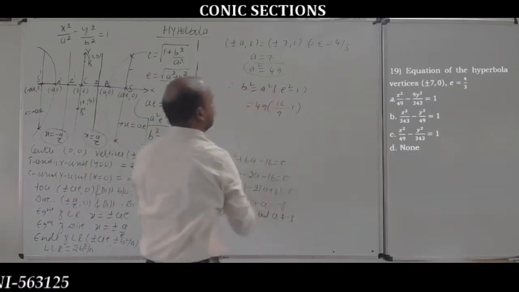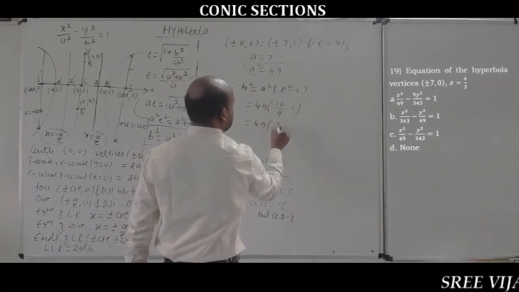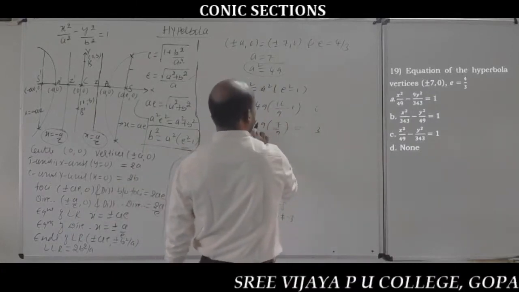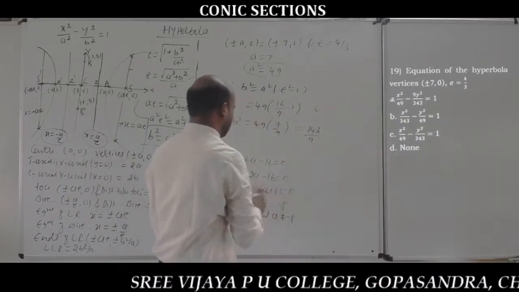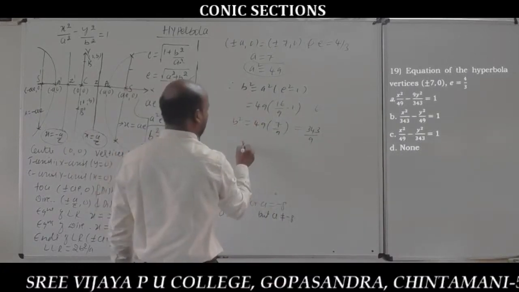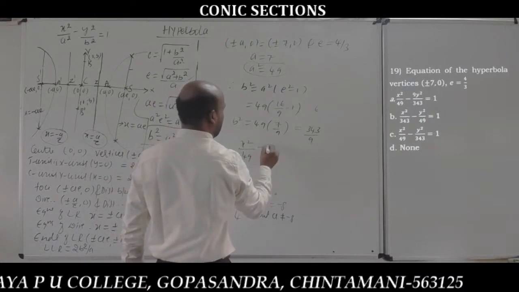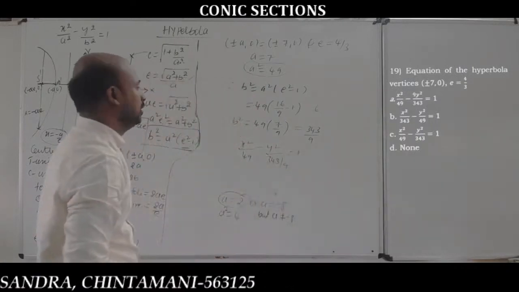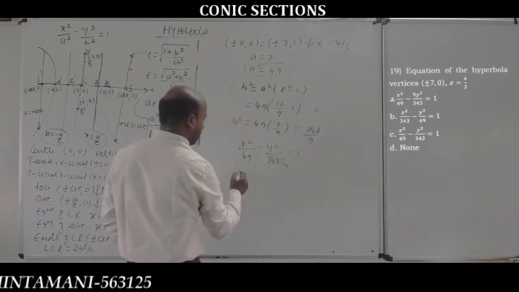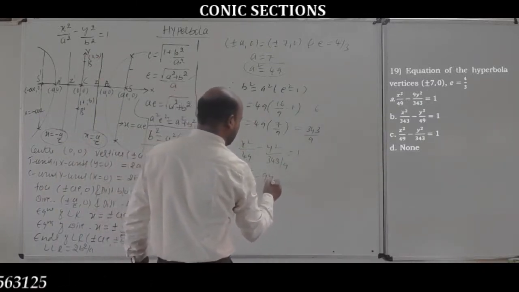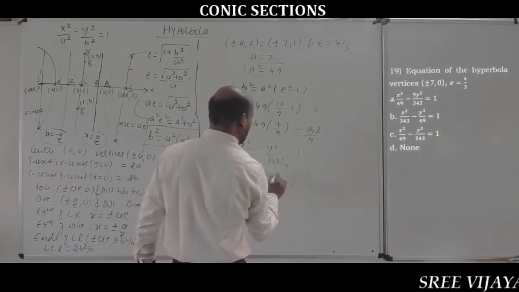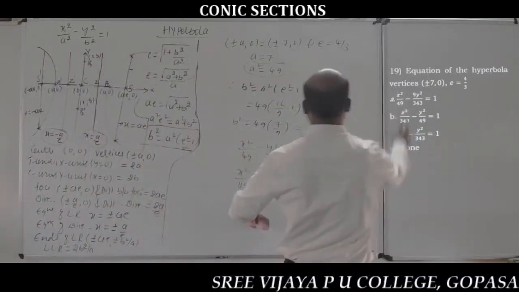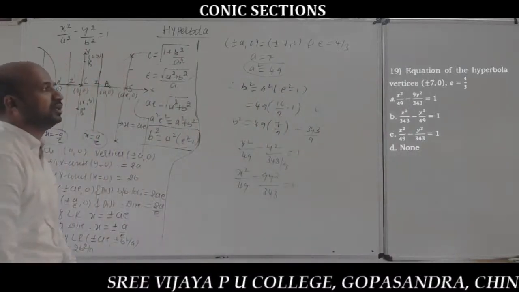So you will get 49 into 7 by 9, that is equal to 343 by 9. So the equation of the hyperbola is x square by 49 minus y square by 343 by 9 equals 1. This can be taken as x square by 49 minus 9y square by 343 equals 1. So option A is correct.